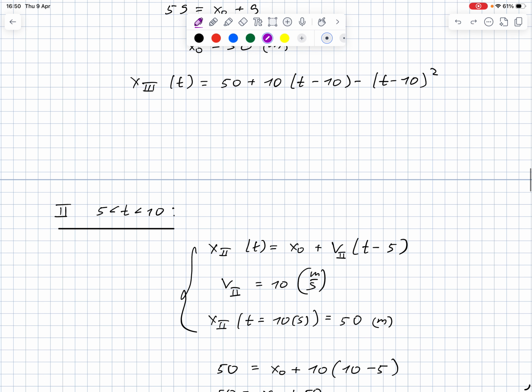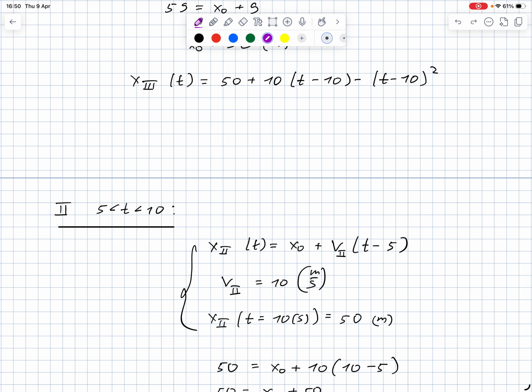Now we're going to find the function for position for the second interval, between 5 and 10 seconds. We do know that there is no acceleration, so we're going to use this formula. Again, the initial time for this interval is 5 seconds. So in the next steps I'm going to find the initial position for this interval when t equals 5 seconds.